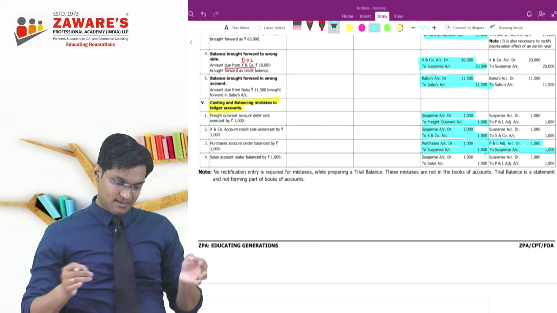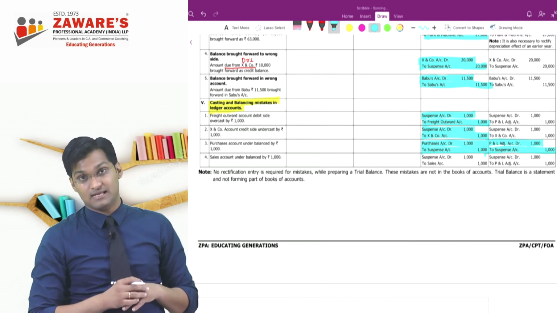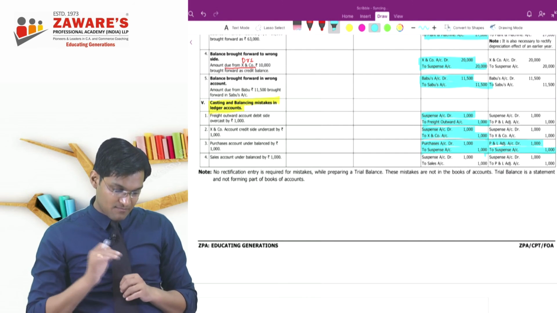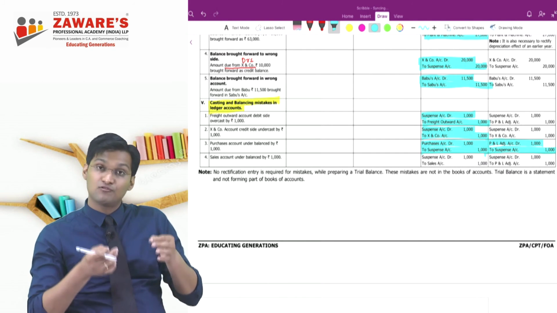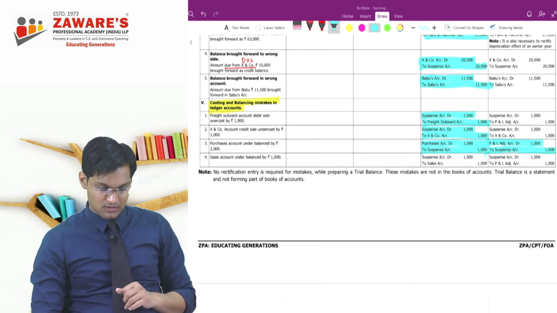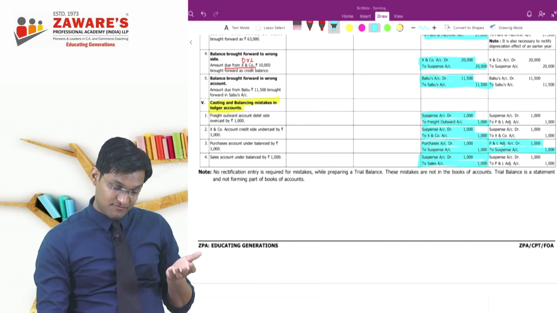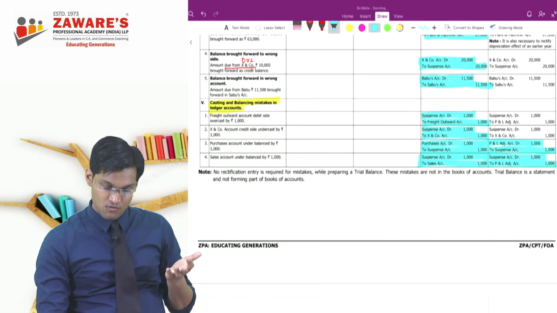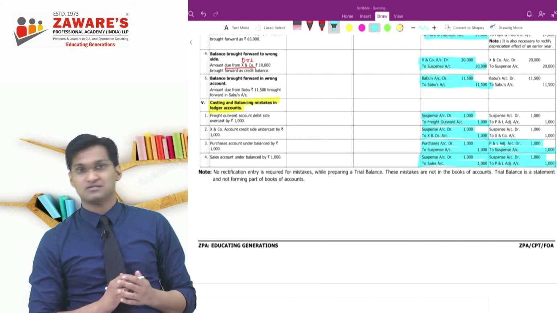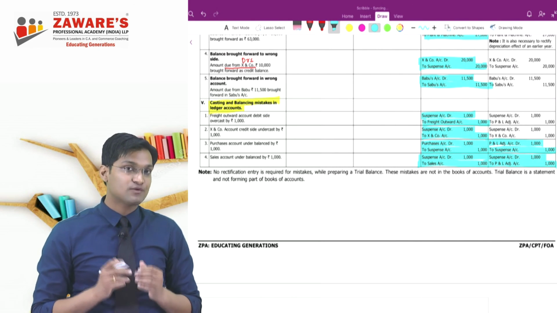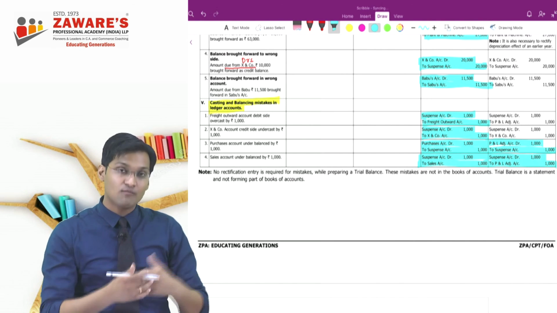Sales account undercast by rupees 1,000 means sales account is short credited by 1,000. No problem. We will credit it by 1,000 and we will debit suspense account. If this error is rectified in the subsequent year, your entry will become suspense account debit to profit and loss adjustment account credit. So my dear friends, you can see over here, we have dealt with so many types of errors.